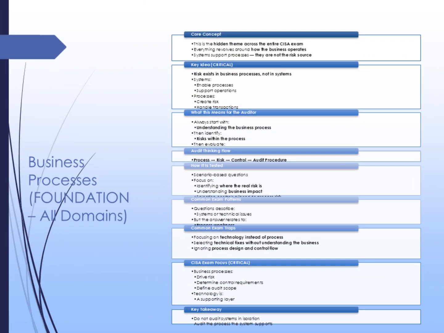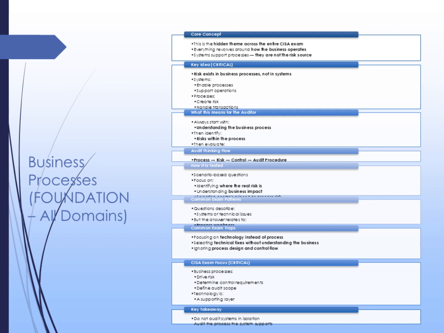A hidden theme throughout all 5 CISA domains is that risk does not begin with technology. Risk begins within the way the business operates. Systems and applications are only tools that support business activities. They are not usually the original source of the risk. This is a critical mindset shift for the exam.